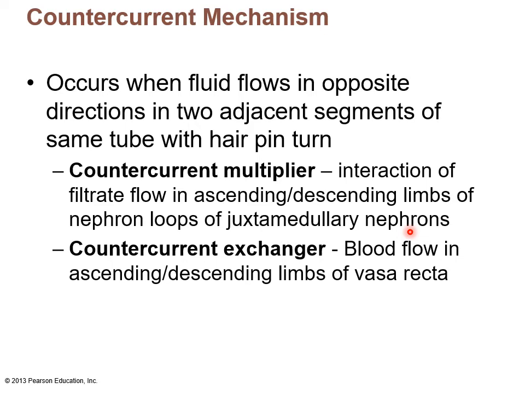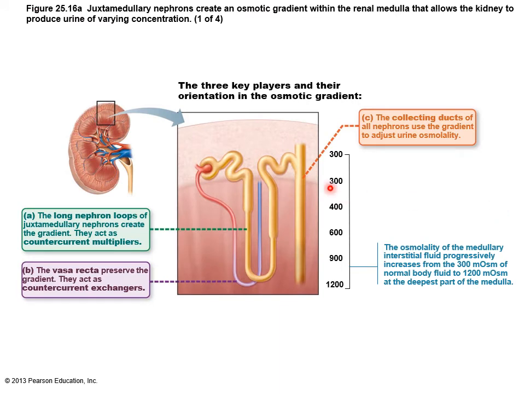Now, the countercurrent exchanger is by way of the vasa recta. This is the blood vessel that surrounds the nephron loops, okay? So the countercurrent multiplier is the nephron loop. The exchanger happens between the blood vessel that surrounds this loop. So here you can see it. There's your glomerulus, proximal convoluted tubule, loop of Henle, DCT, collecting duct. So the long nephron loops of the juxtamedullary nephrons create the gradient. They are your countercurrent multipliers. The vasa recta, countercurrent exchangers.